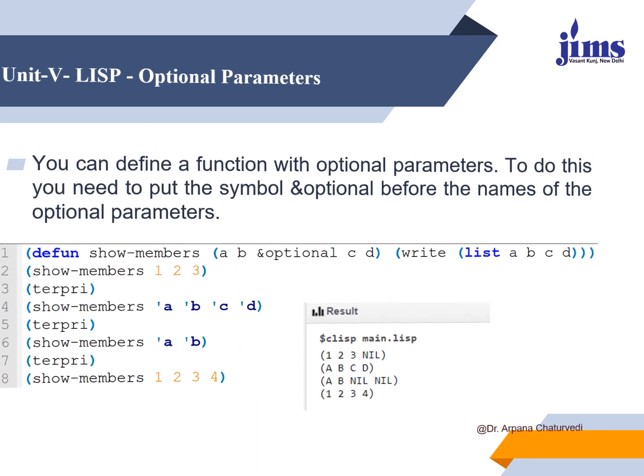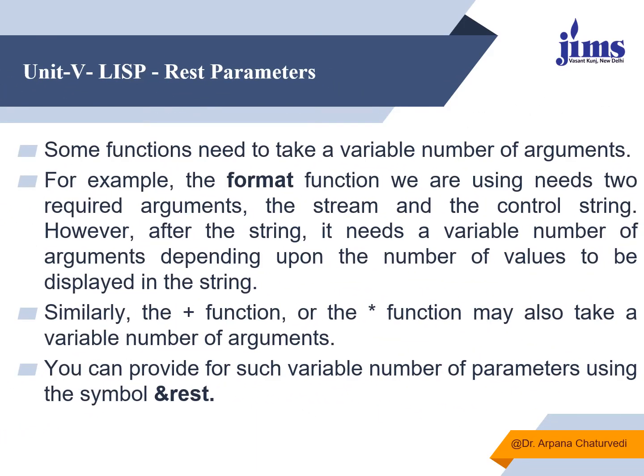Now we see how we can use the rest parameter. Rest is another kind of parameter. Some functions need to take a variable number of arguments. You don't know how many arguments you are passing, might be 1 or 2 or 3 or any number of arguments. So to treat all the variable number of arguments, you can use a symbol that is ampersand rest. Whatever the mandatory arguments are, you write those, and after that mention &rest and the name of a variable in which all the rest of the arguments will be accommodated as a list.